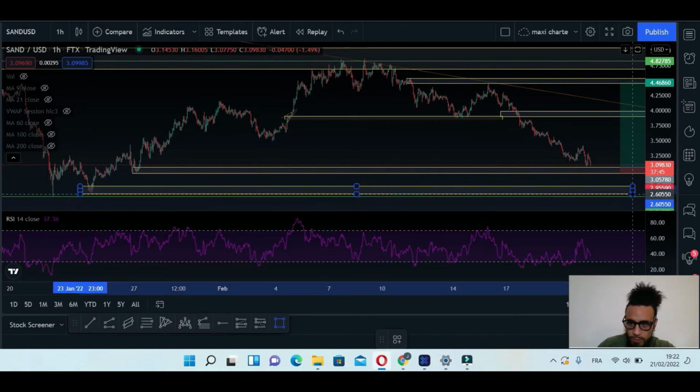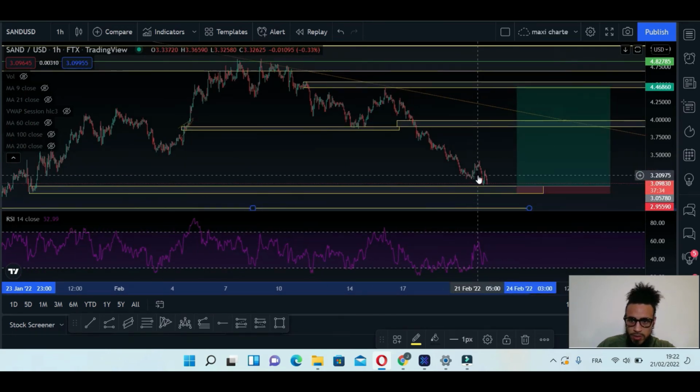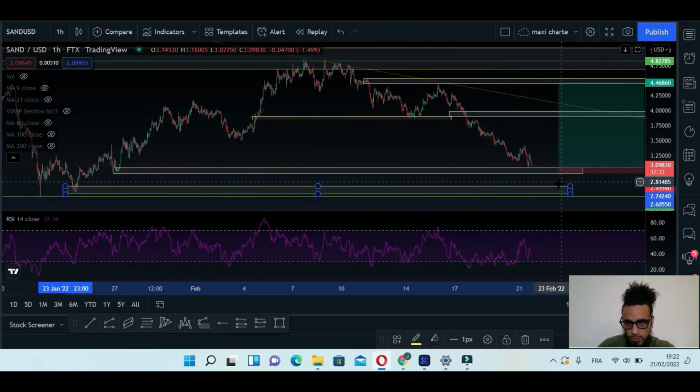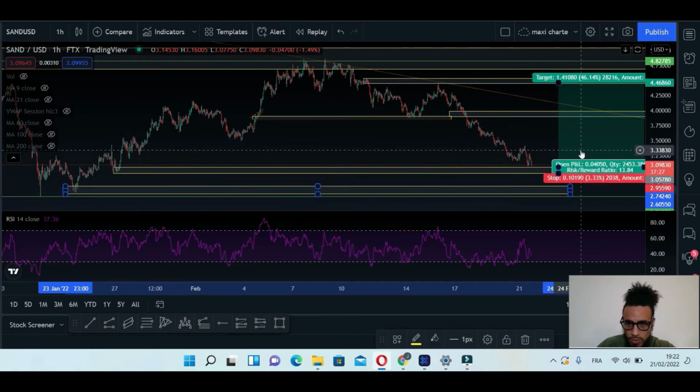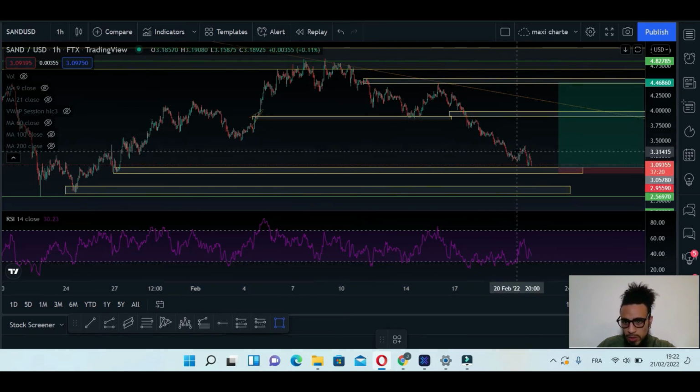Same thing. You enter at the top of the box and you exit at the bottom of the box, aiming for the first target price of, same thing. Be aiming here. This could be the first target.